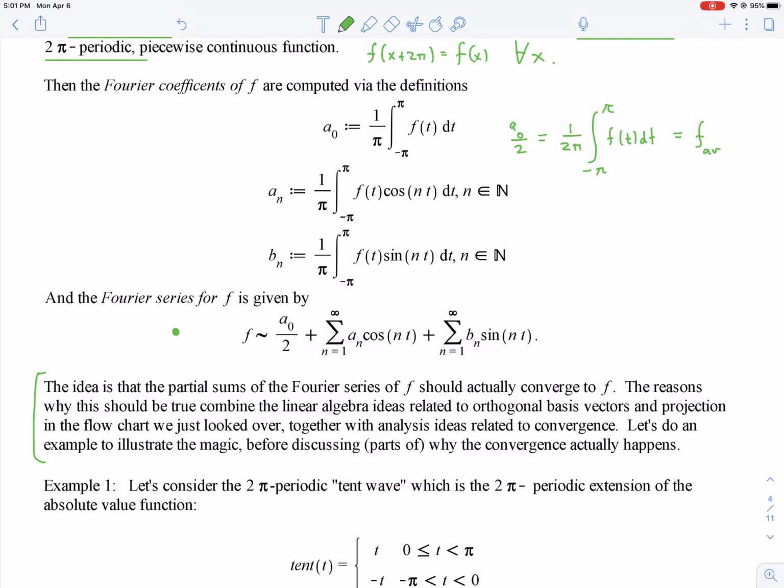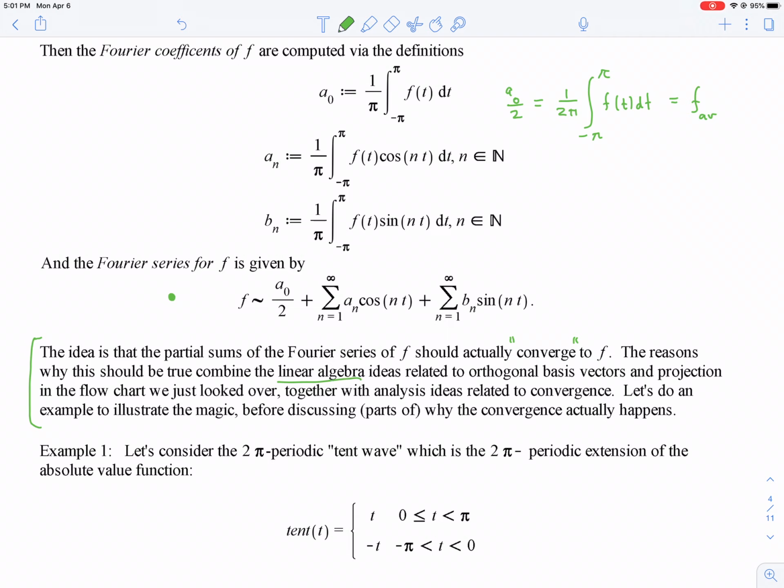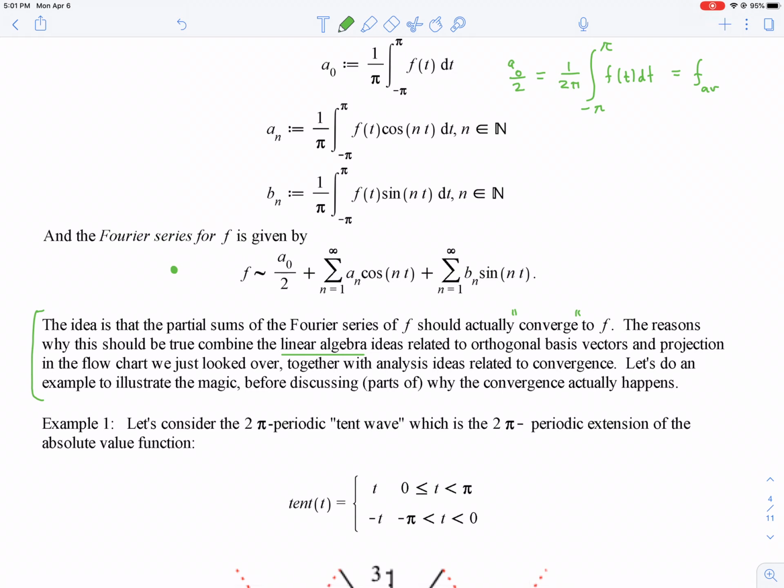The idea is that if we look at the partial sums, where the little n only goes up to a number capital N, then as capital N goes to infinity, the truncated Fourier series is supposed to converge in some sense back to the function f. The reasons this is true combine the linear algebra ideas from the warm-up exercise related to orthogonal projection, together with analysis ideas related to the convergence of the Fourier series back to the function f.